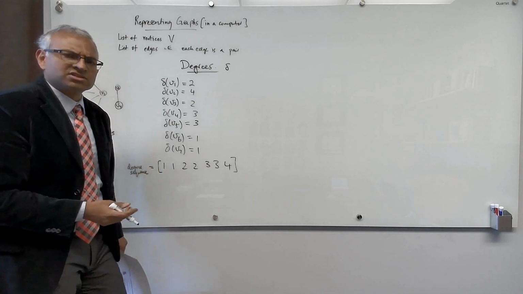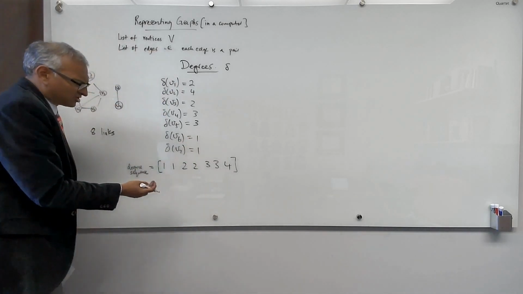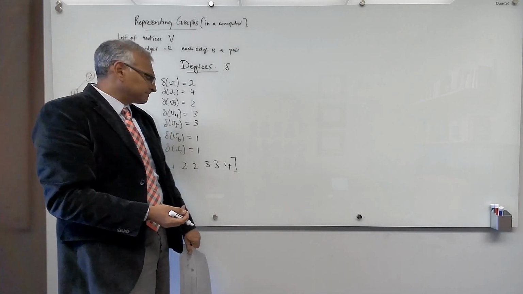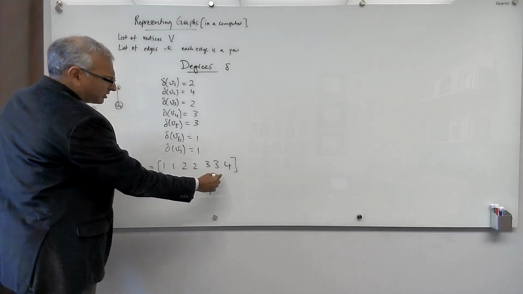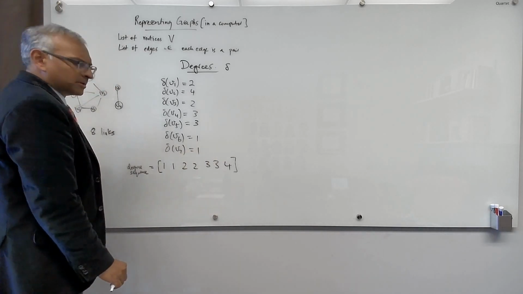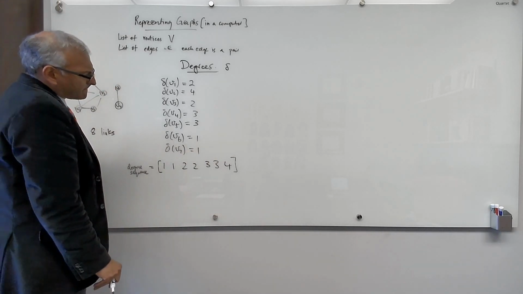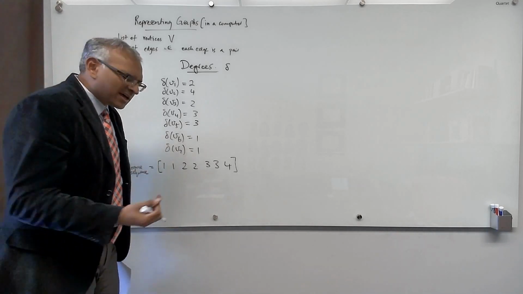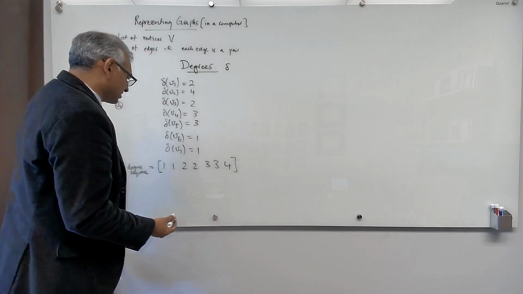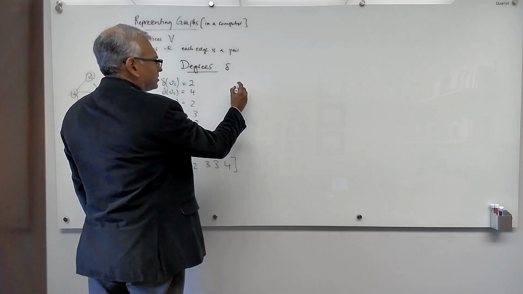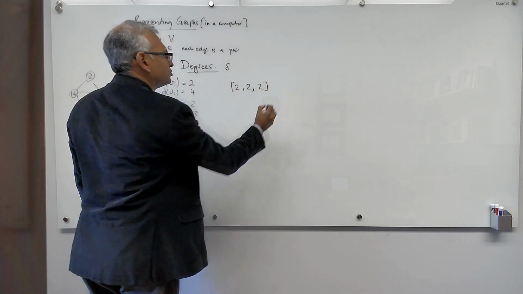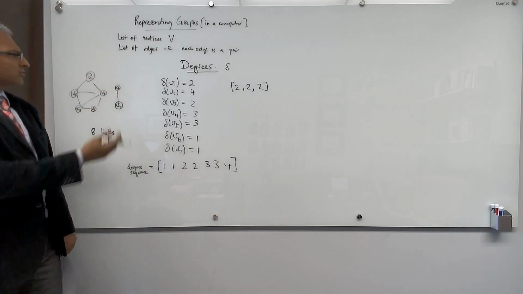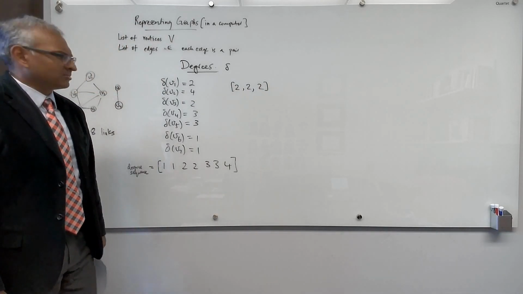So we got a lot of notation just telling you about graphs. This is the degree sequence, and basically I list the degrees in increasing order. Sometimes we can ask questions like, I give you a degree sequence like 2, 2, 2. Construct a graph with that degree sequence. So I'm asking you for a graph.